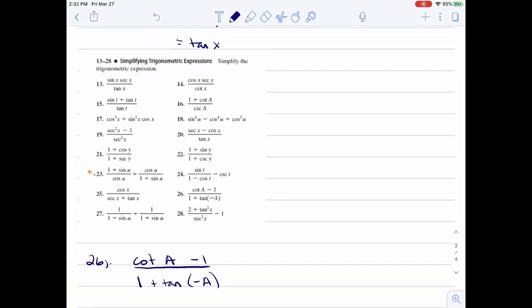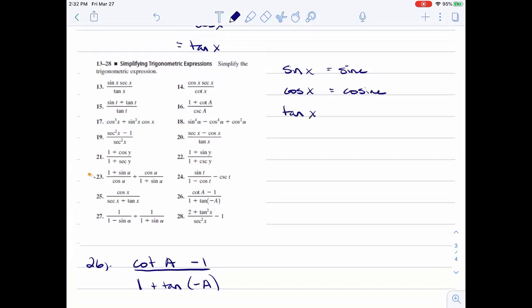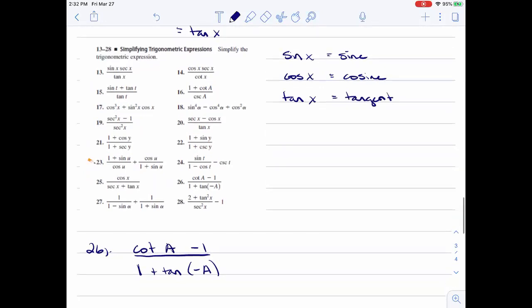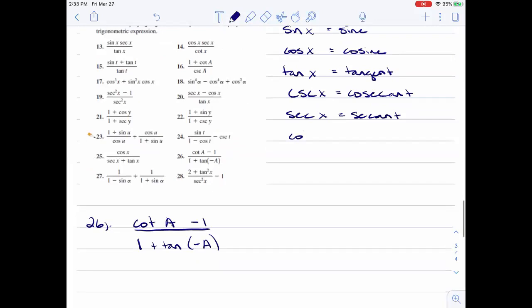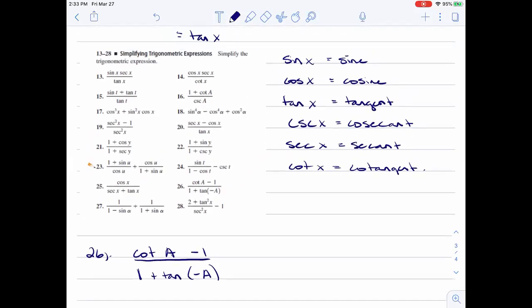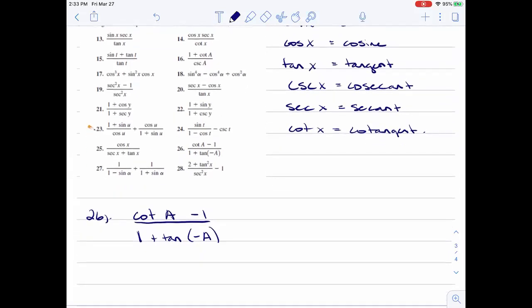I should write out what these things are called, since I can't remember if we talked about it. There's sine x, which is the sine of x. There's cos x, which is the cosine of x. I think these ones should be familiar. Tan x is the tangent. Then we've got cosecant of x, the cosecant. Secant of x is the secant. And the cotangent of x is the cotangent. Those are all the ones I've just been using willy-nilly, but hopefully they're pretty straightforward. That's just what they're called.